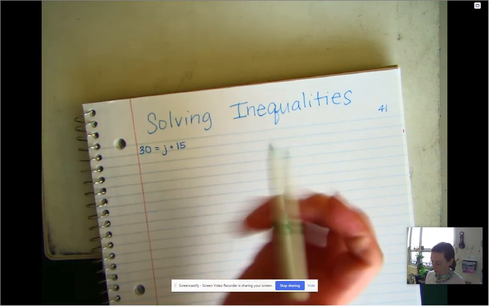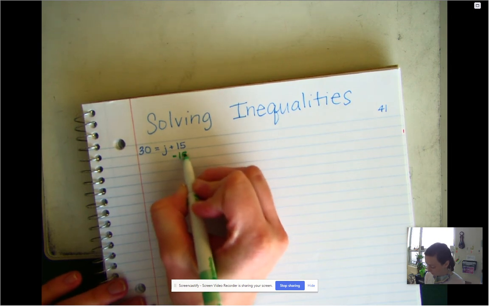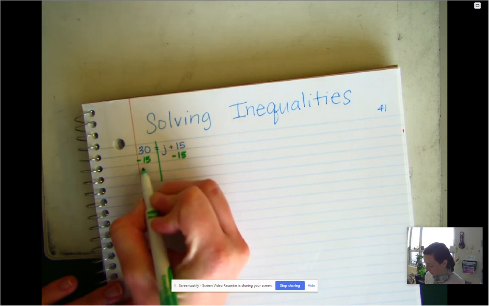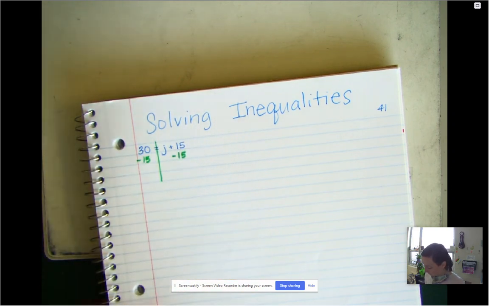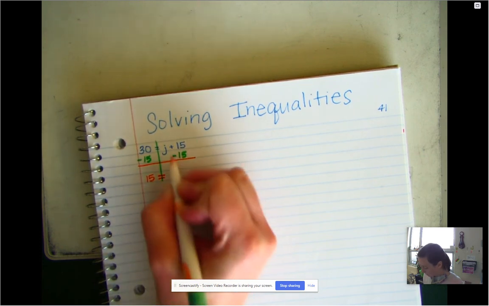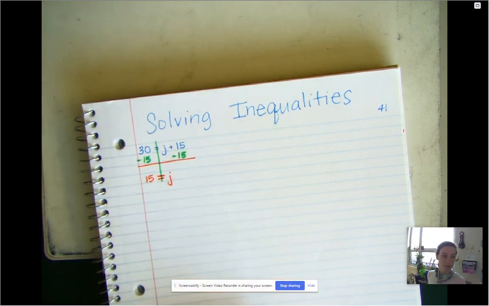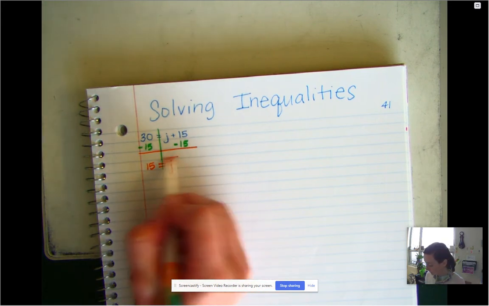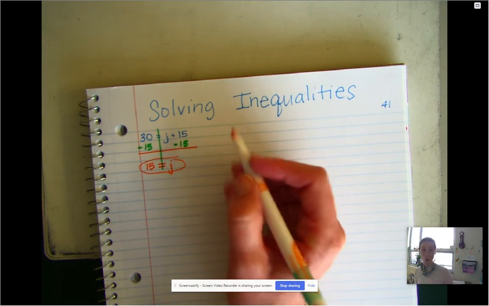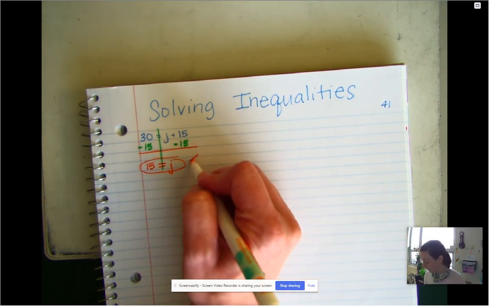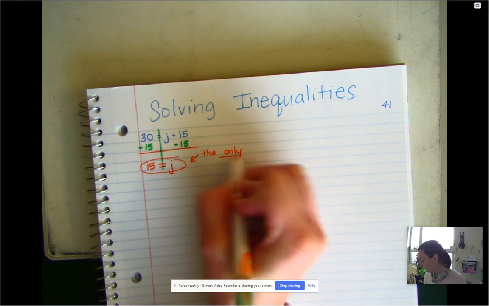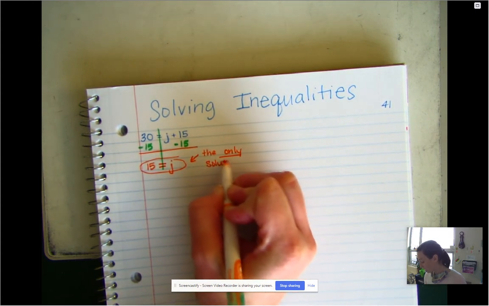Now I would solve that by subtracting 15 from both sides, and I would end up with 15 over here equals j all by itself. So j is equal to 15. This is the only possible solution that would work because it is an equation. There's an equal sign.